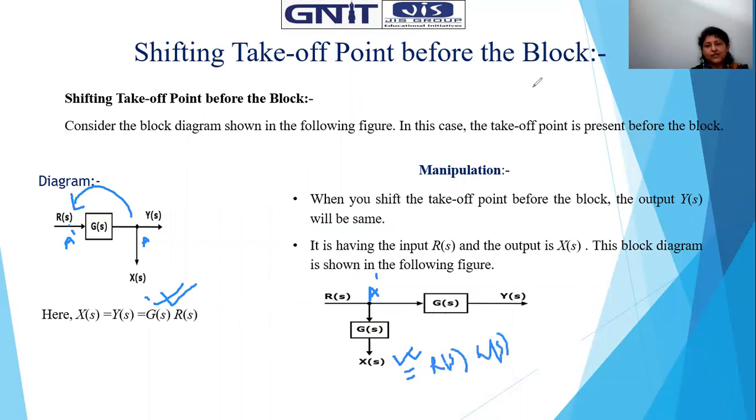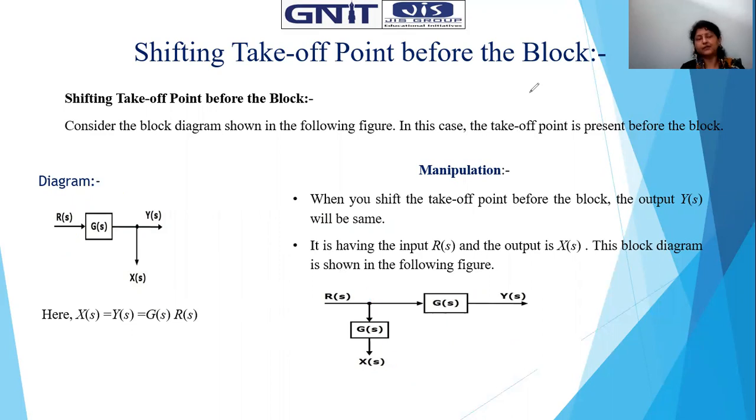But you will keep in mind only two formulas. One is for shifting of the takeoff point towards the right, and shifting of the summing point towards the left. That is manipulated with 1/G(s). That will be manipulated for both cases with 1/G(s). Okay, very simple.